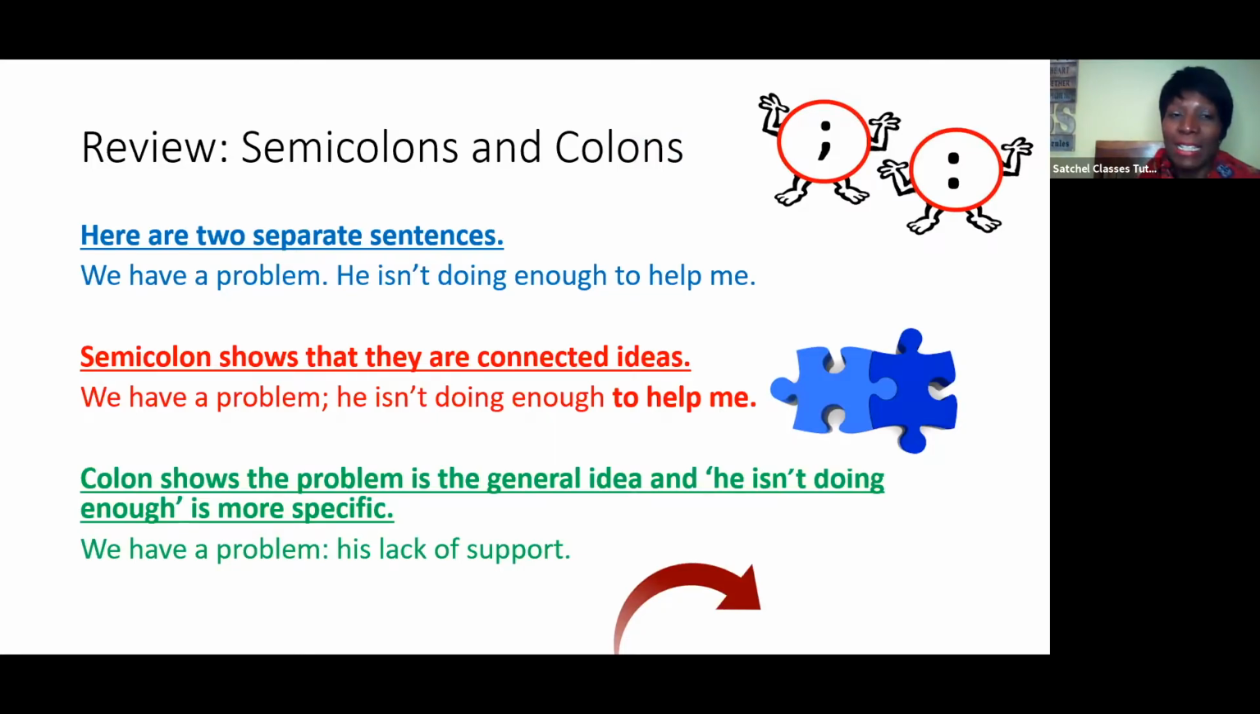So we have the one sentence: we have a problem, he isn't doing enough to help me. Using a semicolon: we have a problem; he isn't doing enough to help me. You can see they're separate ideas, but they're interlinked with the semicolon. We have a problem: his lack of support. That's making it more distinctive and emphasizing what the problem is with a specific explanation using the colon.